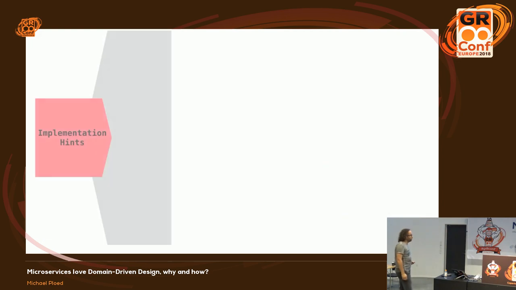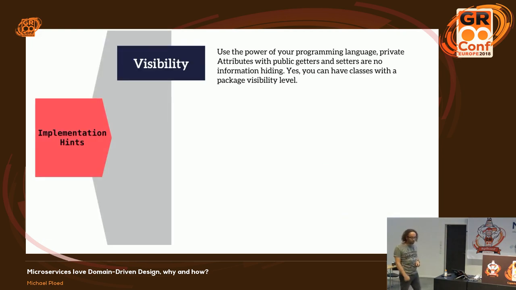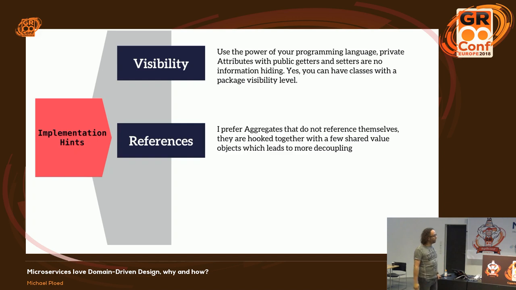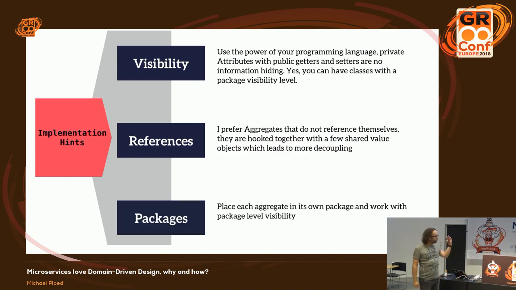And so, a couple of implementation hints. Public and private are not the only visibility operators that we have. We also have a very handy thing called package visibility. So maybe you want to work with package visibility, putting aggregates into certain packages and working with those value object references between them.